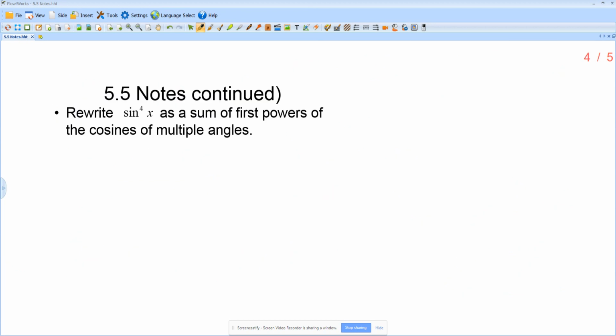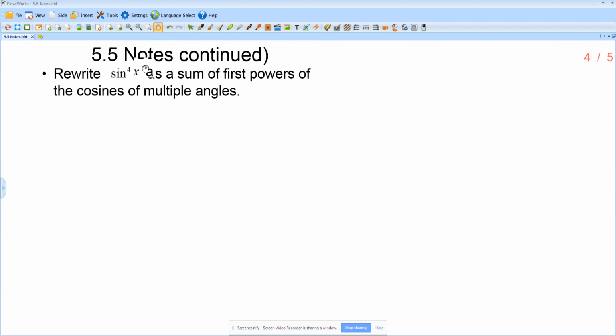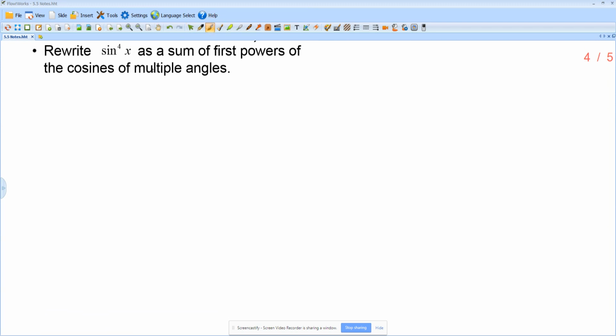All right, and then we have a sort of long problem. Rewrite sine to the 4th x as a sum of powers of the cosines of multiple angles. Even those instructions: rewrite sine to the 4th x as a sum of first powers of cosines of multiple angles. It's pretty packed. So first, I could rewrite sine to the 4th as sine squared x times sine squared x. And what I can do then is apply the power reducing formula.